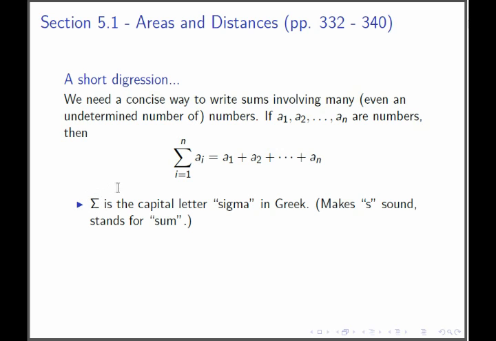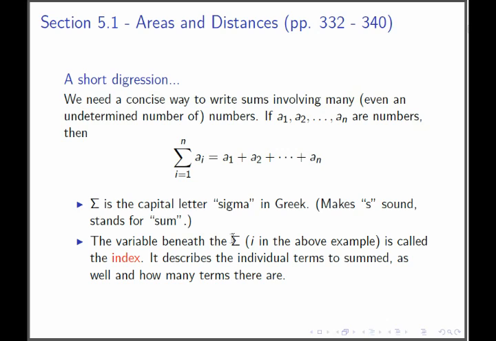This symbol here is the Greek letter sigma, the capital letter sigma, which makes the S sound, and so it stands for sum. And the variable beneath the sigma, this little i, is called an index. What it does is it tells you where to start and stop the summation. So this expression on the left side is telling me to sum up the figures a sub i, where i ranges from 1 up to n. And this is what's happening on the right side here. We just replace this index i with all the values between 1 and n.